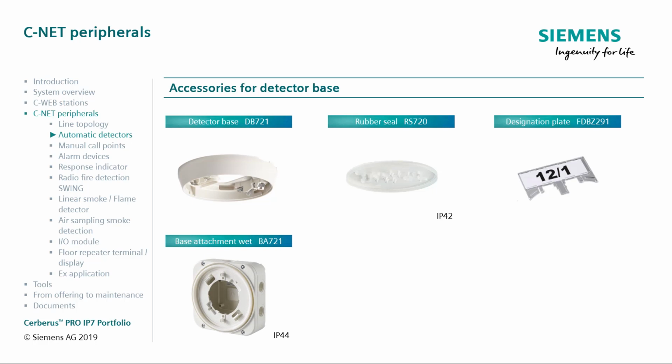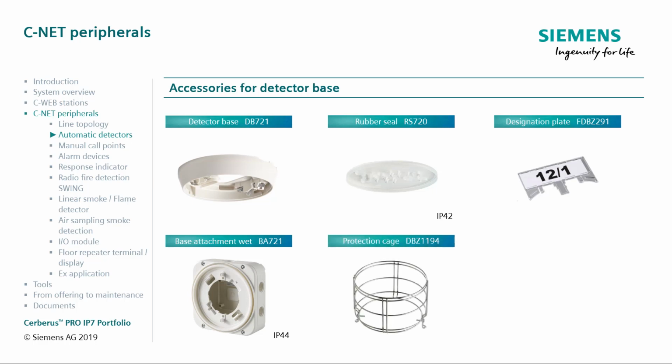The base attachment, wet, helps to mount detectors in humid or wet environments and also works when the detector heating is used. Its protection category is IP44. For mechanical protection, the protection cage can be used. It can only be used in conjunction with the base attachment wet. The detector locking device provides a grub screw which fits in a special hole on the detector housing. A hexagonal wrench for mounting is included.